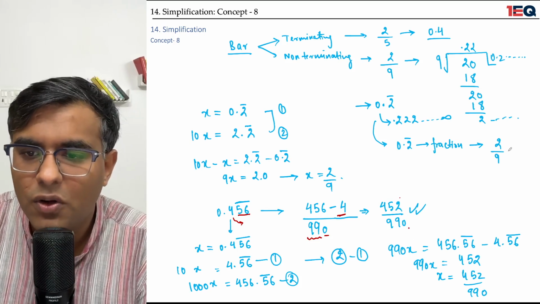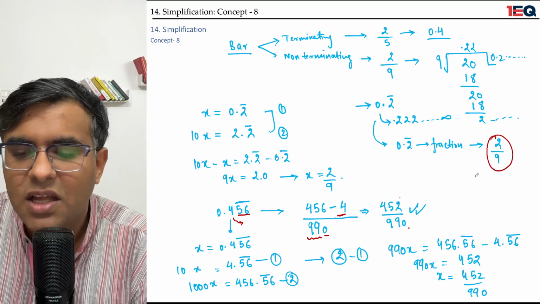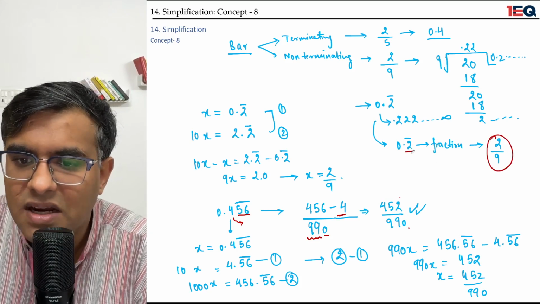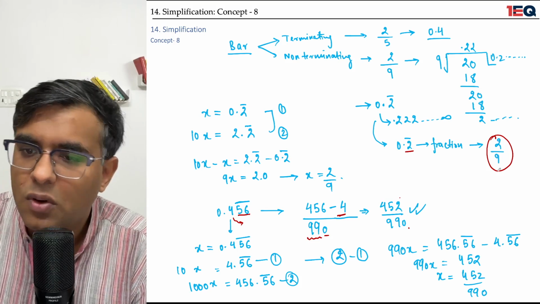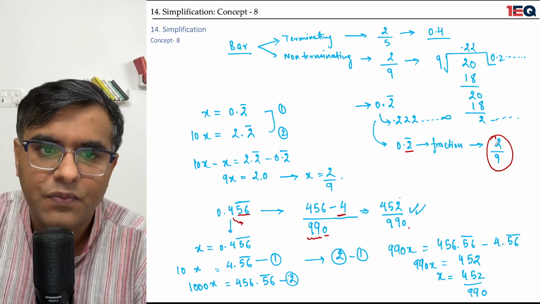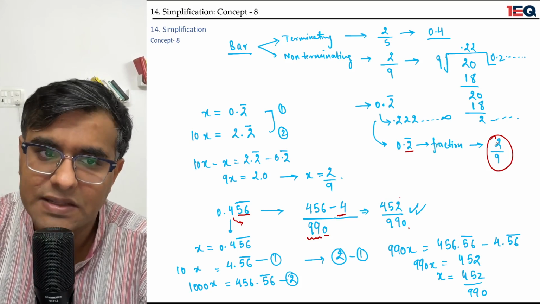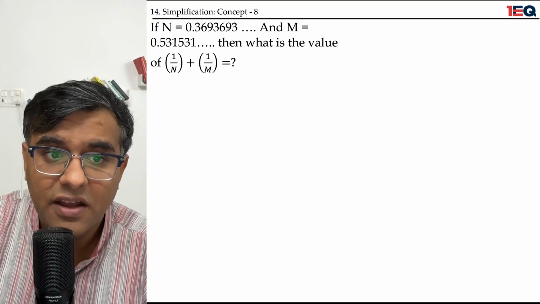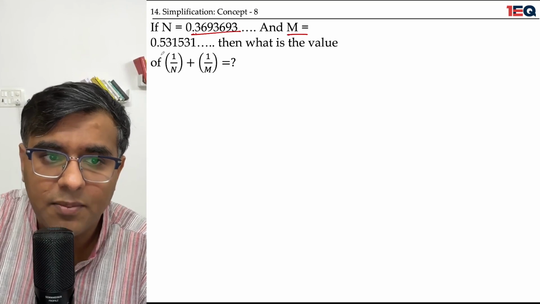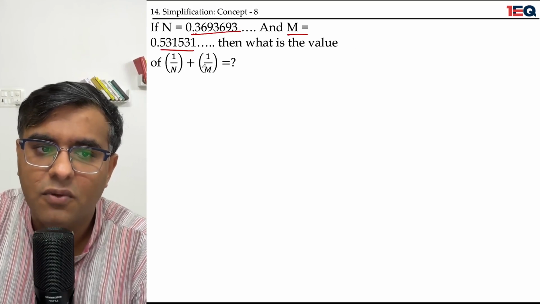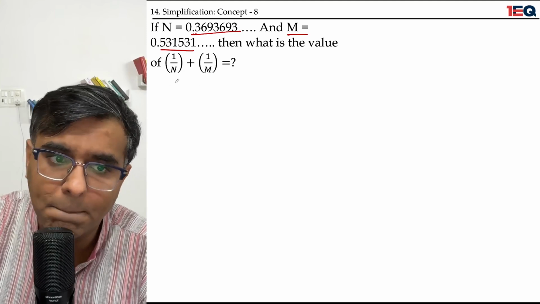Similarly, 0.2 bar in terms of a fraction can be written simply as the number of digits under the bar is 1. So a single 9 can suffice. So 2 upon 9 would be my answer. Moving to the real world questions. It says if n is 0.369369 and so on, and m is 0.531531, then what is the value of 1 upon n plus 1 upon m?